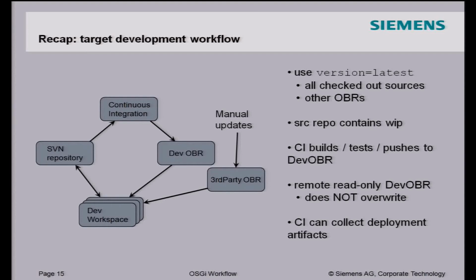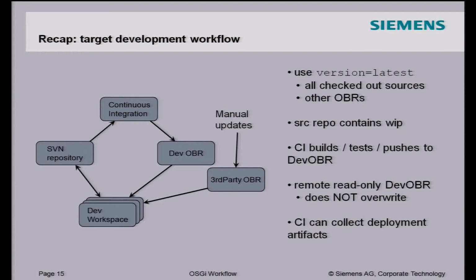And when I have to commit something, the only way is that I can only commit to the source repository. I don't want to go and put things into the DevOBR. The repository itself would contain work in progress, and continuous integration would just pick any change up and try to release things. If everything is successful here, it tries to release things to the DevOBR.